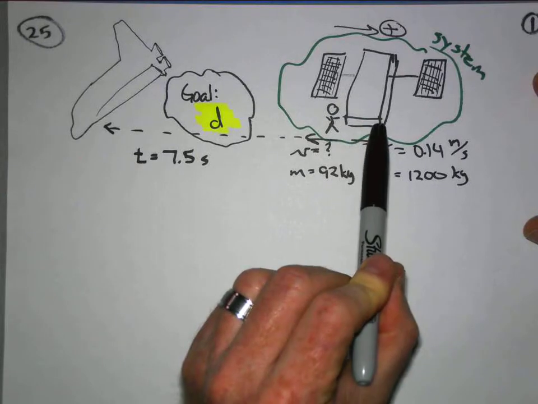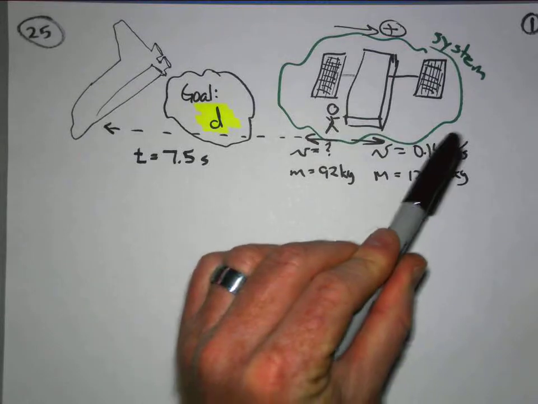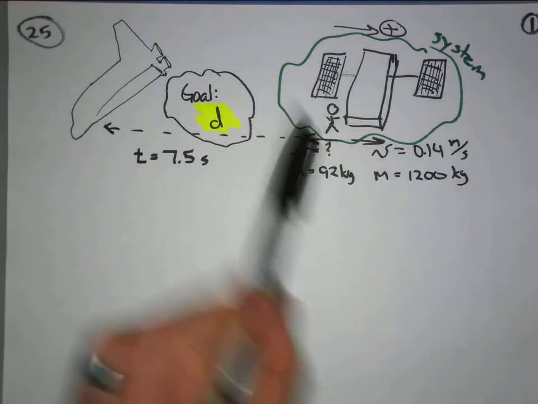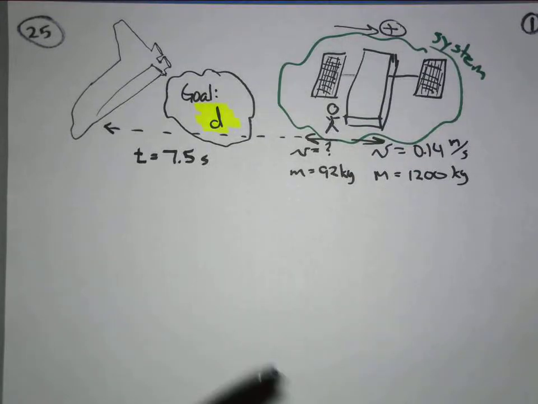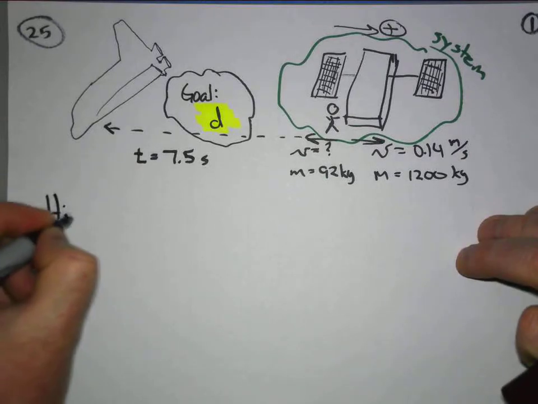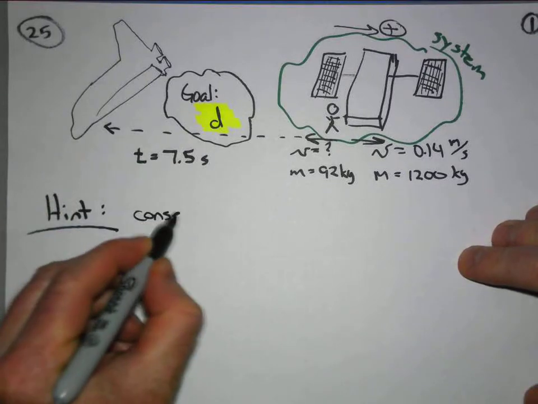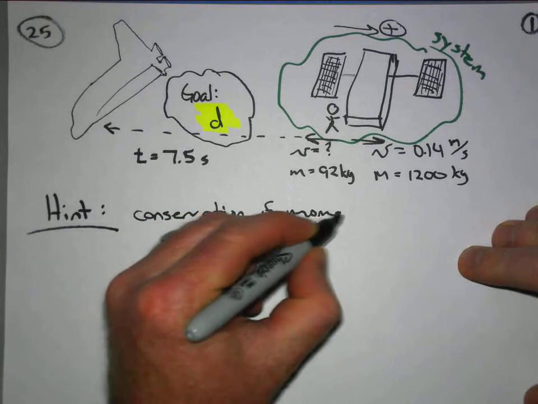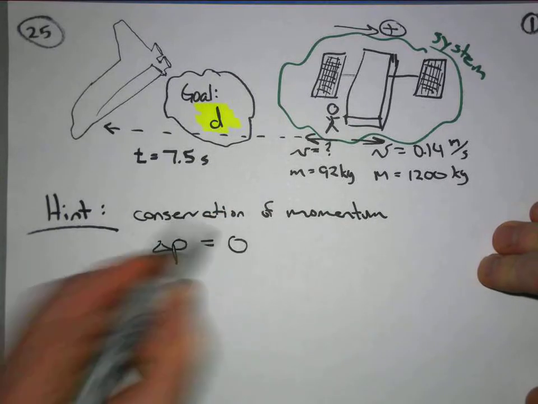Then that means that push does not affect the momentum of the system. It's an internal force, not an external force. There's no external forces acting on our system, so there's no net force, and therefore the total momentum of our system will not change. So there's your big hint. It has again to do with conservation of momentum, where the total momentum does not change from before to after.